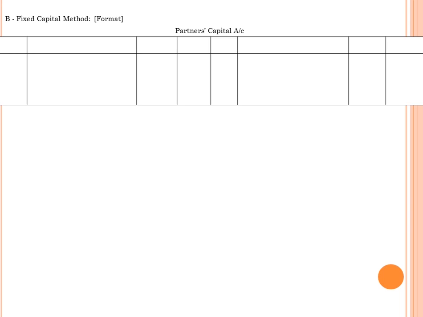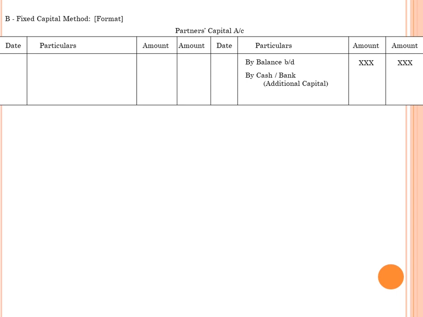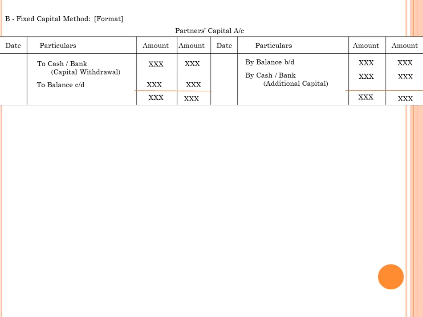Now here we start with the fixed capital method format, the partner's capital account. We divide it into 8 columns: date, particulars, amount on the debit side. Now the credit side: date, particulars, amount. The partner's capital account starts on the credit side with balance brought down, the opening capital of both the partners. Next, any additional capital introduced by the partner, and find the total. On the debit side, cash or bank, capital withdrawal by the partner, and we find the balance. That balance is called the closing capital.